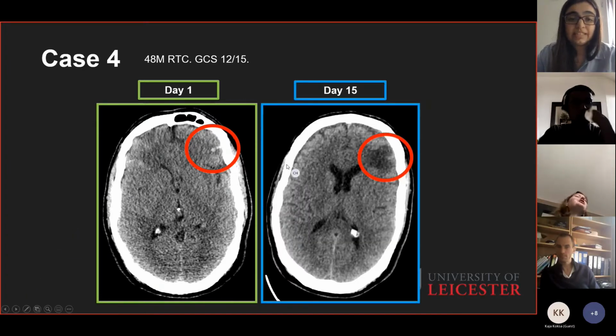So 15 days later, as you know, we have the handy benefit of a time comparison, which makes life a lot easier in radiology. The contusion itself has resolved. However, the edema around it remains, and so this effect will remain and stay with the patient.